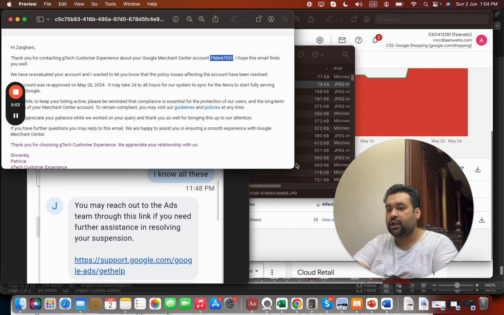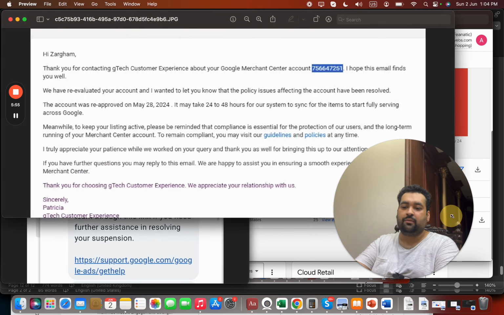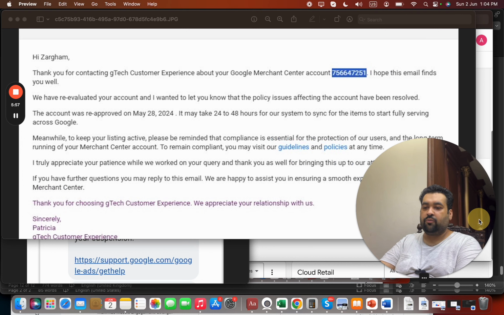And then after months and months of waiting, one of my staff got a reply from Google. "Hi, Zagam. Thank you for contacting Google customer support about your Google Merchant Center account. I hope this email finds you well. We have re-evaluated your account, and I wanted to let you know that the policy issues affecting the account have been resolved. The account was reapproved on May 28th.